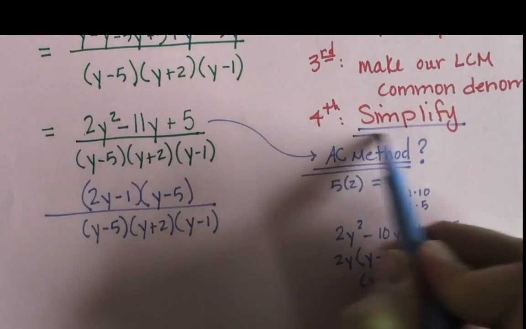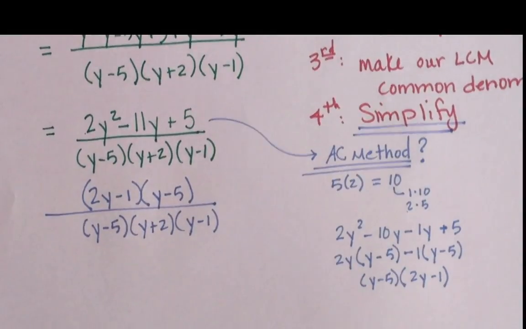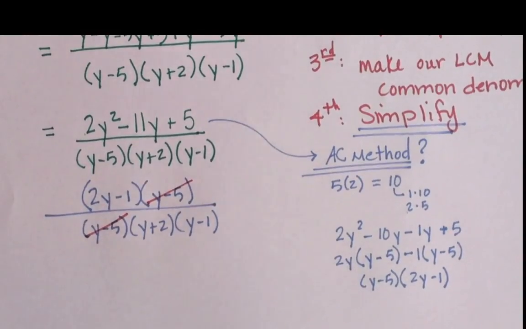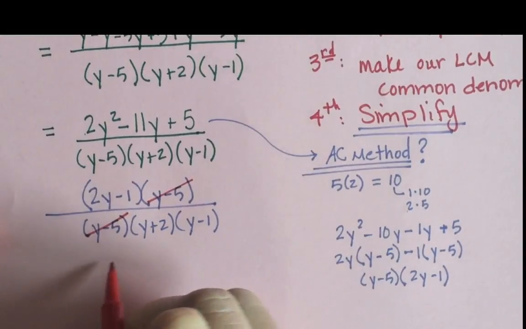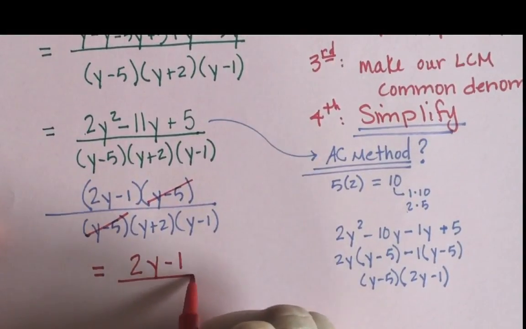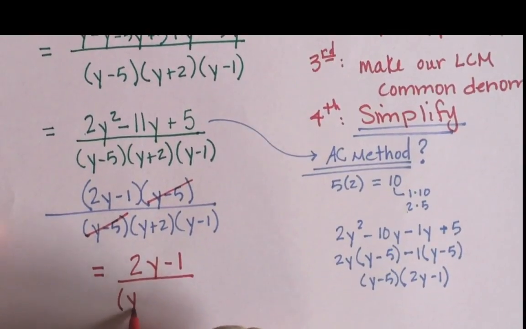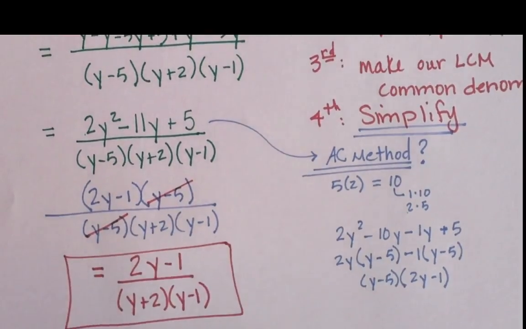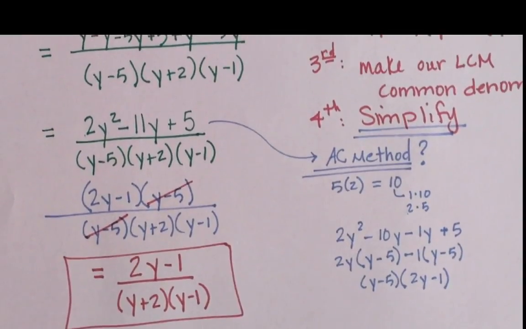So with this simplify, it is important that we just don't stop too soon, because our last step is to cancel these out now. And we end up with a final answer, 2y minus 1 over y plus 2, y minus 1. So that's going to be the big trick, that you're going to have to make sure that you don't stop simplifying.